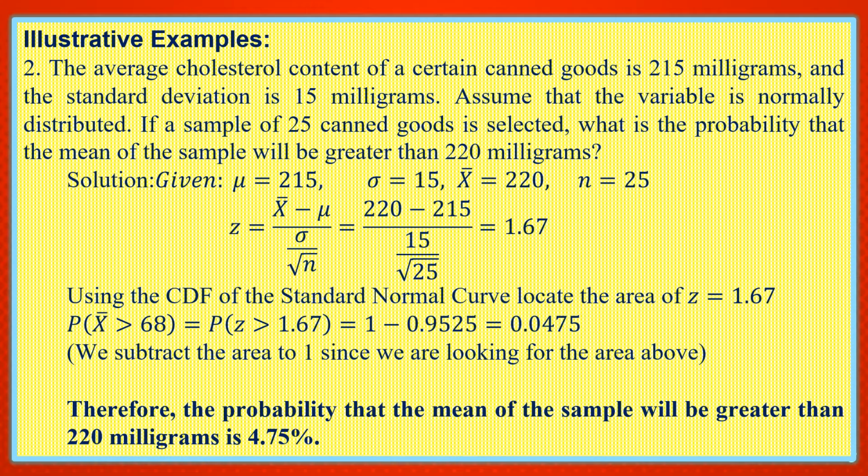So the probability of mean greater than 220 is equal to the probability of z greater than 1.67. Since we are looking for the area above, we have 1 minus 0.9525, and that is equal to 0.0475. So take note, guys, that when we are looking for the area above, we subtract from 1 that given area. So we could say that the probability that the mean of the sample will be greater than 220 milligrams is 4.75%.